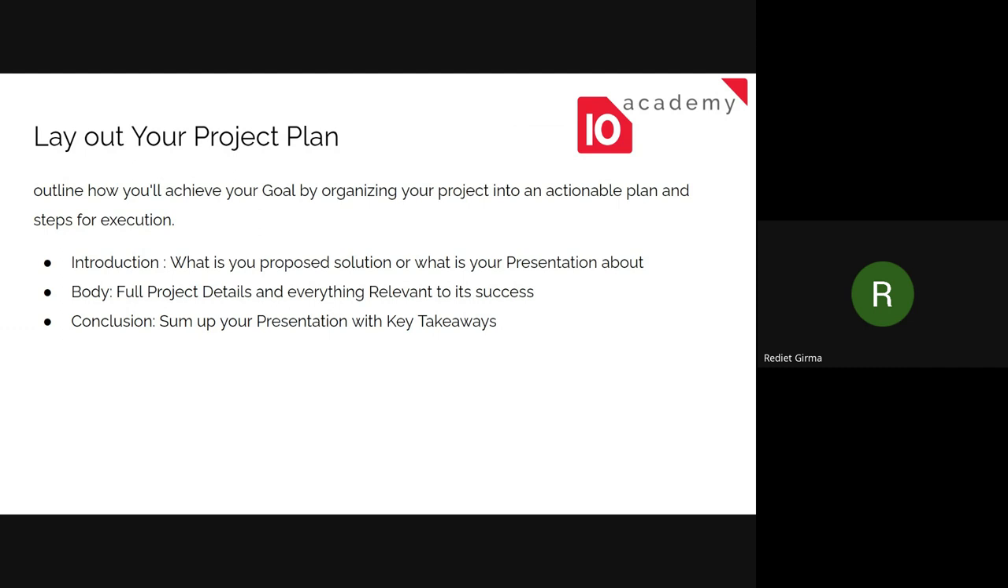How have I done all the steps? What resource have I used in order to achieve it or to do the project? What source? Everything that you feel is relevant should be included in the body part. And of course, there's the conclusion part.